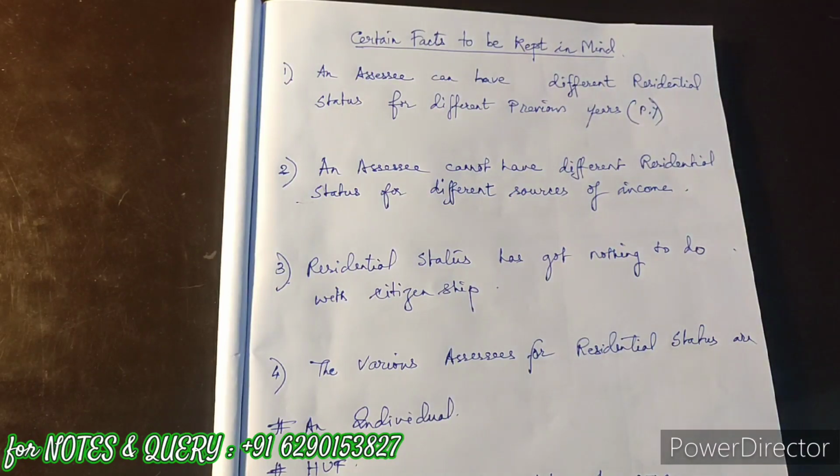Next, the assessee cannot have different residential status for different sources of income. That is actually not possible. An assessee for a particular previous year will have any one of the residential statuses: either he is ROR, or he is RNOR, or he is NRI. So he cannot have different residential status for different sources of income.